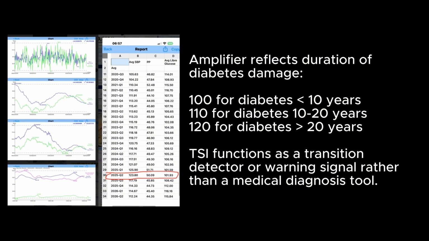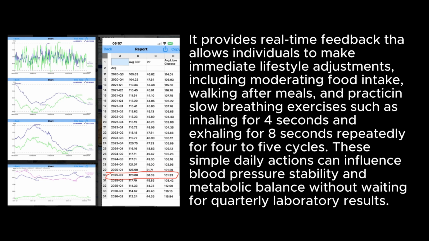Amplifier reflects duration of diabetes damage: 100 for diabetes under 10 years, 110 for diabetes 10 to 20 years, 120 for diabetes over 20 years. TSI functions as a transition detector or warning signal rather than a medical diagnosis tool. It provides real-time feedback that allows individuals to make immediate lifestyle adjustments, including moderating food intake, walking after meals, and practicing slow breathing exercises such as inhaling for 4 seconds and exhaling for 8 seconds, repeatedly for 4 to 5 cycles. These simple daily actions can influence blood pressure, stability, and metabolic balance without waiting for quarterly laboratory results.